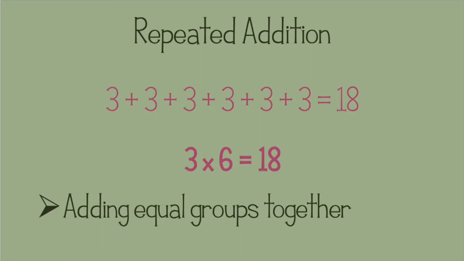Next is repeated addition. And as I said earlier, a lot of people when talking about multiplication might also use the phrase repeated addition. And that is adding equal groups together. So that's pretty much what multiplication is, just adding equal groups over and over to itself. And so that is why we use it when talking about multiplication. It's super helpful.